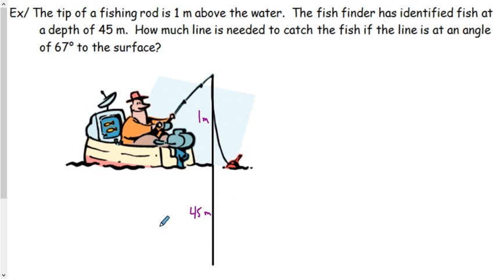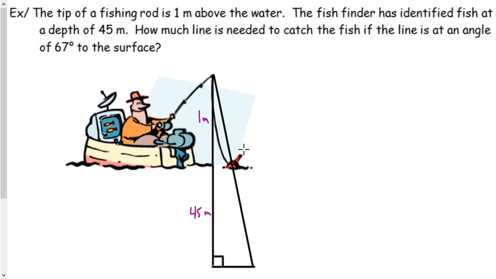And now we say how much line is needed to catch the fish if the line is at an angle of 67 degrees to the surface. So here's the surface, and if the line is going in like that, that angle right there is 67 degrees. So let's put that on our original diagram. I'm going to get another line here, and draw it down like this to here. Then I'm going to finish off my diagram by finishing off the triangle, and of course indicate that that is a right-angled triangle. There.